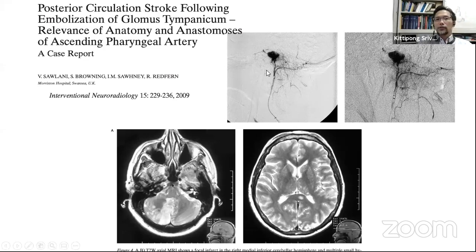They embolized through this ascending pharyngeal artery and ended up with a patient with a large stroke in the posterior fossa like this. This is very sad. You don't want this to happen to your patient. It's a complication. It was unavoidable, but you have to be able to explain this by your anatomy. So why did this happen?